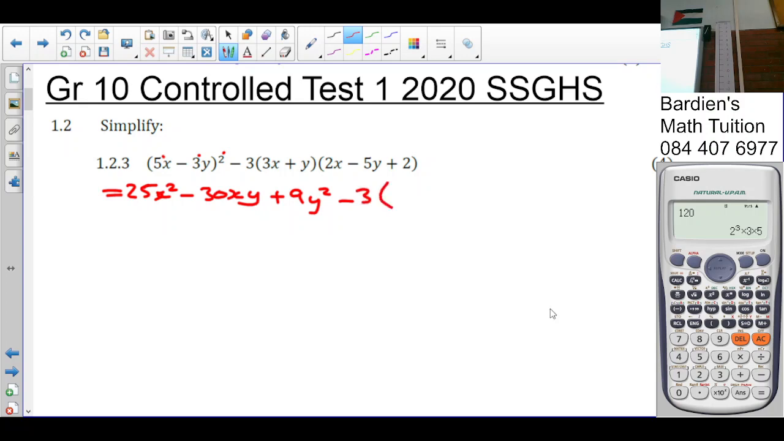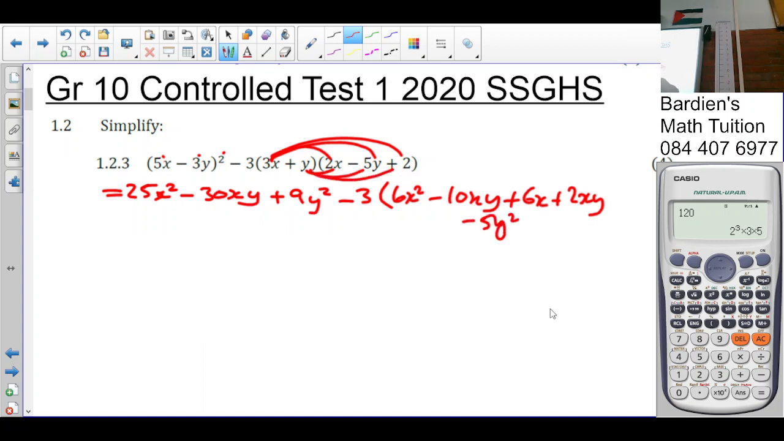Here's a binomial and a trinomial. Is the first term squared here? No. So automatically, I know it's not the case where I can multiply the first and the last. If you don't know when to apply that rule, then rather multiply the whole thing out with the distributive law, okay? So we multiply 3x times 2x, it's going to give you 6x squared. 3x times negative 5y is negative 15xy. Plus 6x plus 2xy minus 5y squared plus 2y.